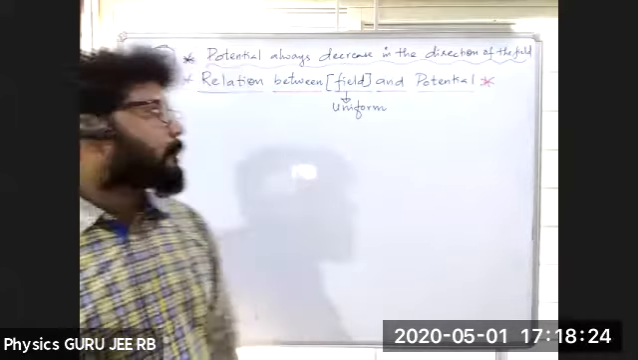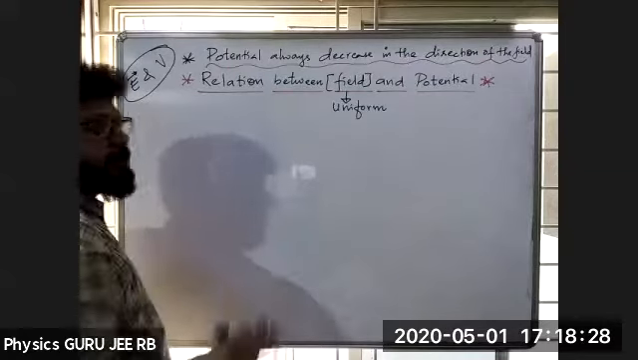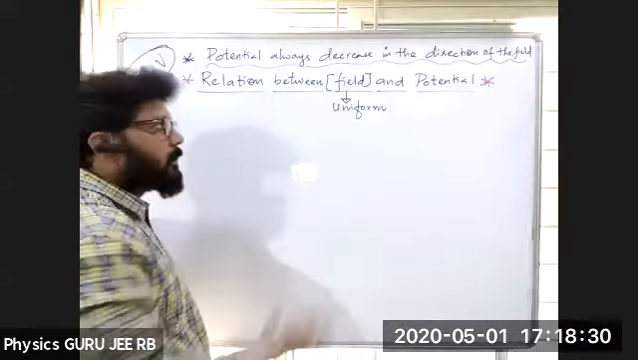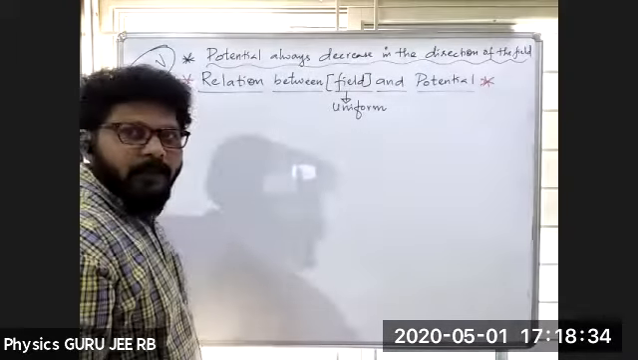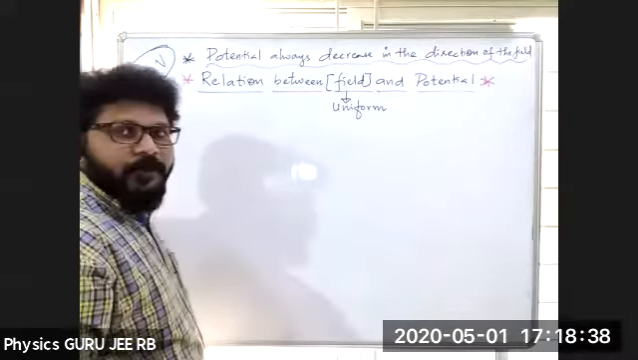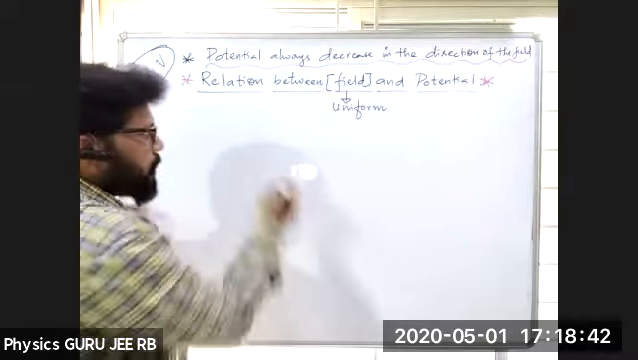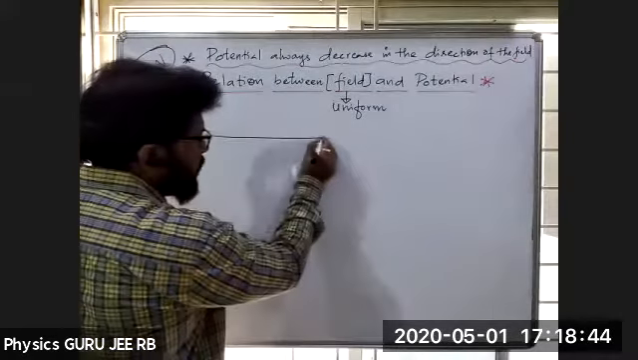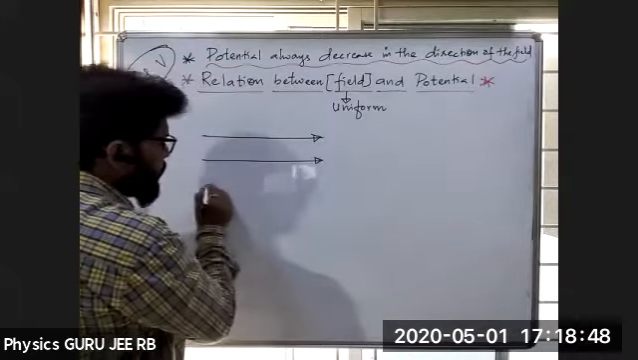Now, we would like to calculate the relation between E and V, and E we are taking as the first case is uniform electric field. So if uniform electric field and potential, what is the relation, right? Uniform electric field, if I take, so this is nothing but uniform electric fields.